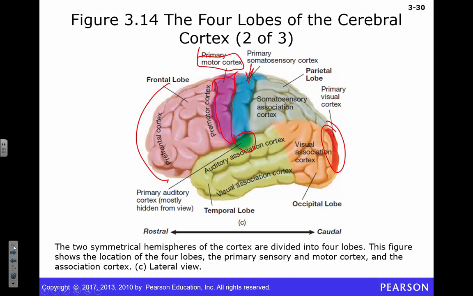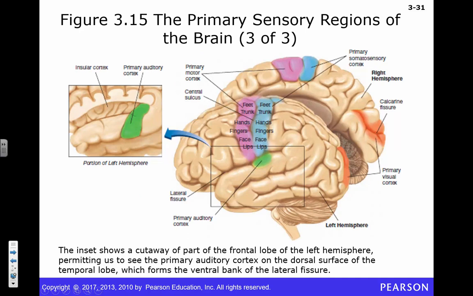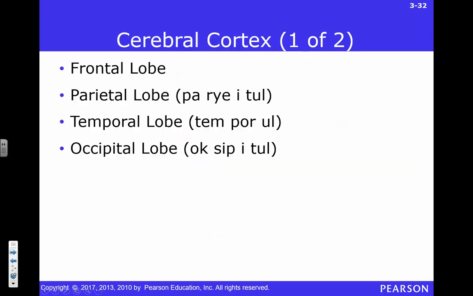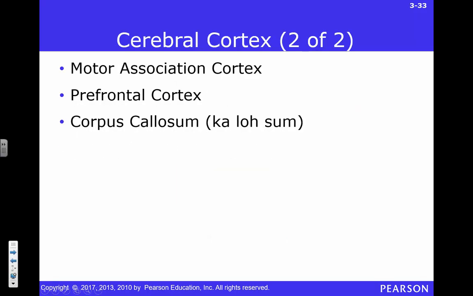But again, I don't want you to spend too much time on this. Okay. Don't worry about that either. You already know the lobes.